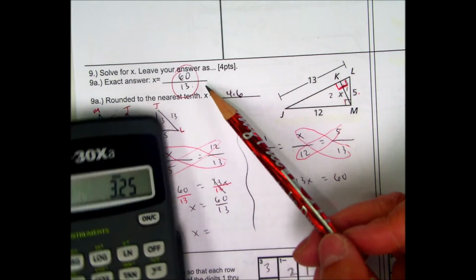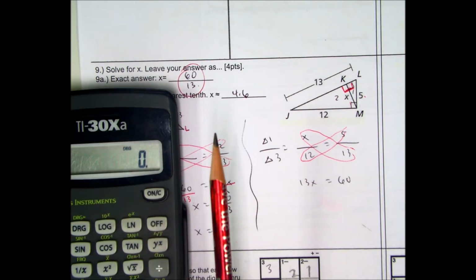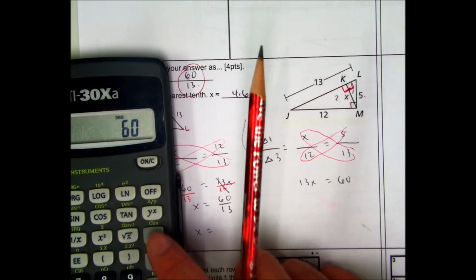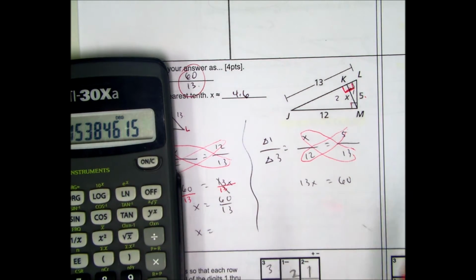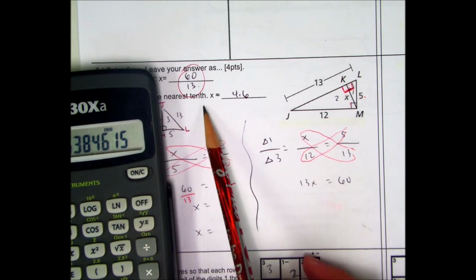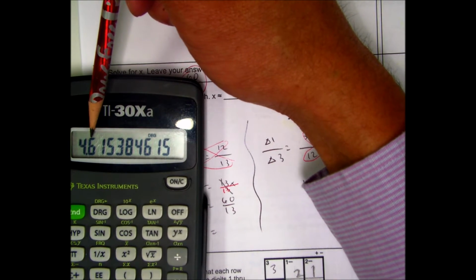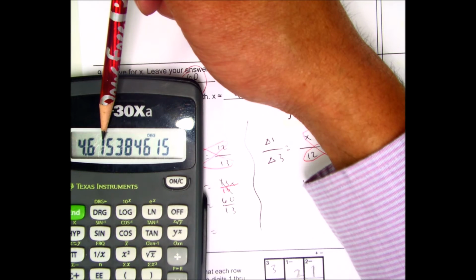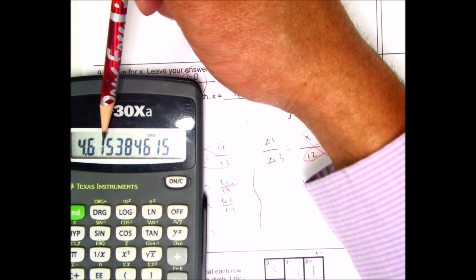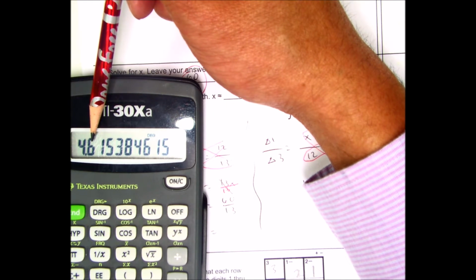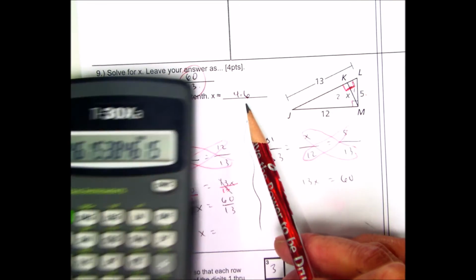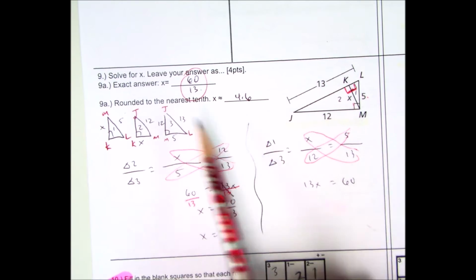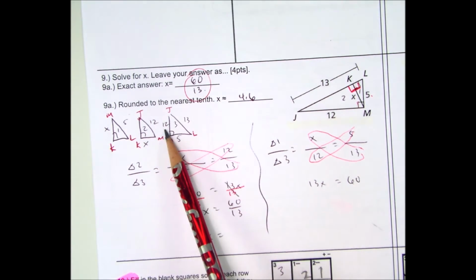Rounding to the nearest tenth, I'm just going to take my calculator now. We'll just type in 60 divided by 13. And I get this long number. It says round to the nearest tenth. This is the tenth, which means I have to look at the hundredths. This number is not 5, 6, 7, 8, or 9, so I'm not going to round up. I'm going to keep this number the same. The answer is 4.6. So you got 2 points for drawing the correct triangles.